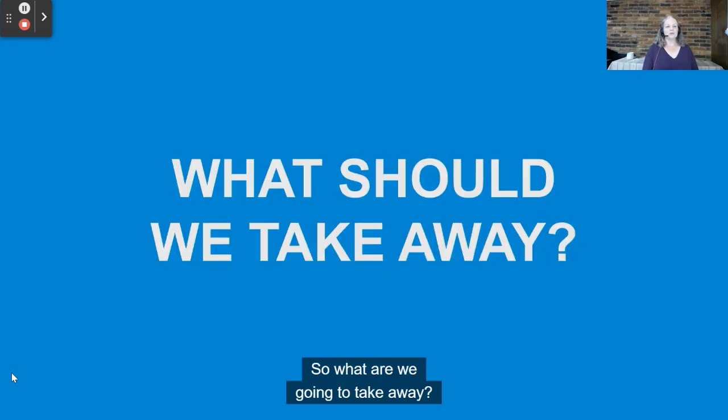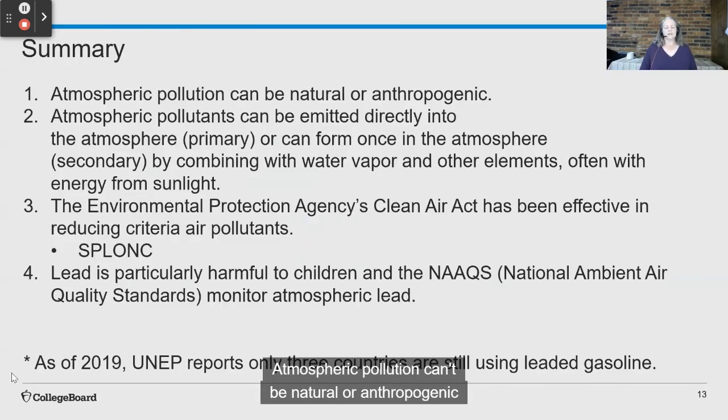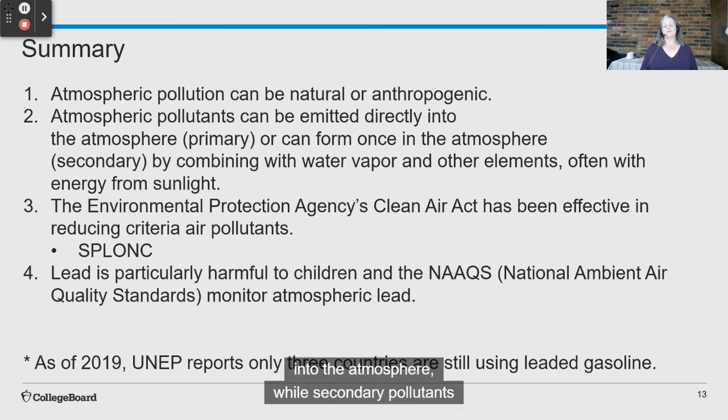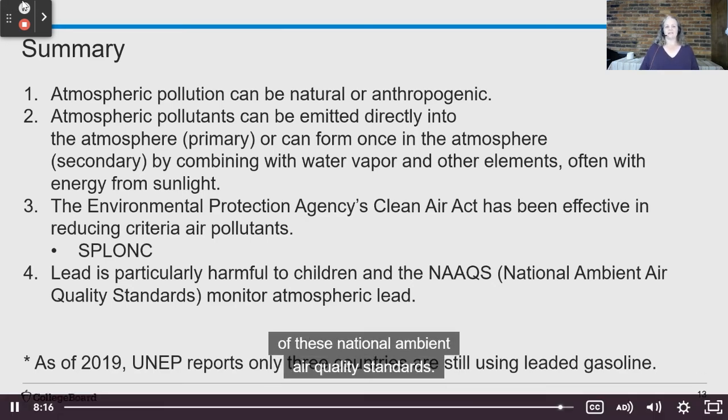So what are we going to take away? Atmospheric pollution can be natural or anthropogenic, caused by humans. We talk about it classified into two categories. Primary air pollutants are emitted directly into the atmosphere, while secondary pollutants form in the atmosphere. The Environmental Protection Agency has, under the Clean Air Act, the National Ambient Air Quality Standards to protect us from 6 criteria air pollutants. And you're going to remember those with the acronym SPLONC. And lead is particularly harmful, but it has been decreasing since the adoption of these national ambient air quality standards.